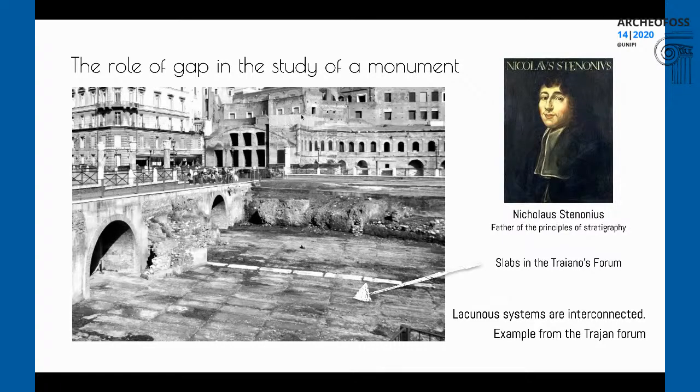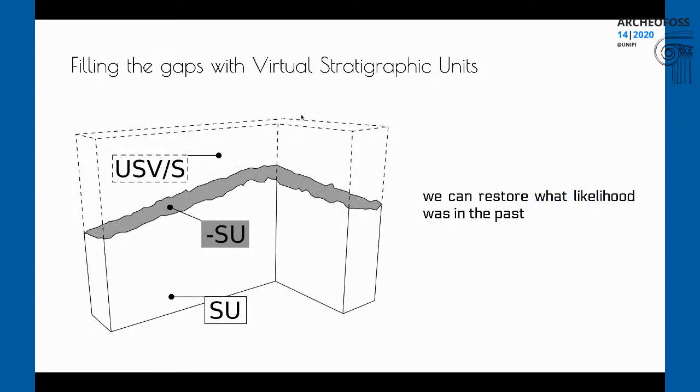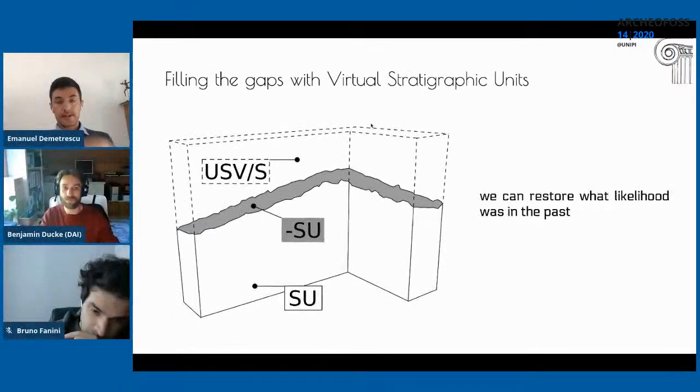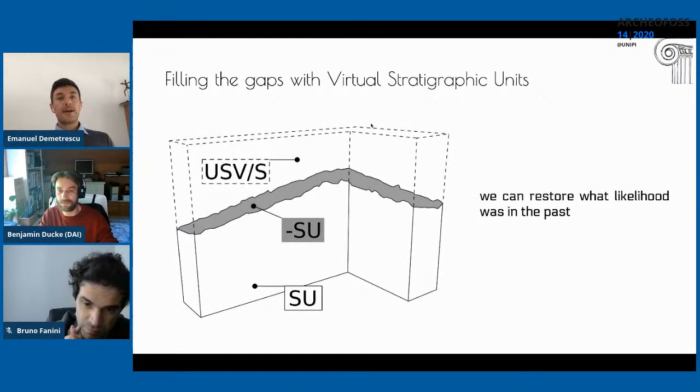Let's take the example of the Trajan Forum. The slabs on the floor are missing, but thanks to the traces left in the cement mortar, we can say a lot regarding position and dimension of the slabs, while at the same time, we are not sure about the material of the slabs. The gap in the structure is a formal starting point for the reconstruction. We can collect this information and use it to reconstruct the context. The extended matrix approach provides the virtual stratigraphic unit to fill the gap and restore how likely the context looked in the past.